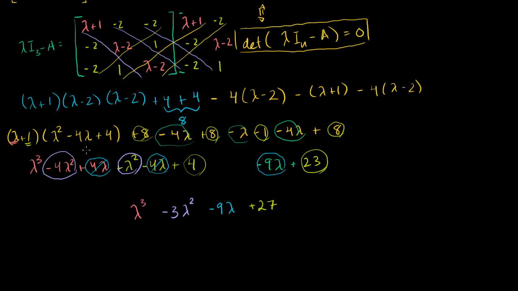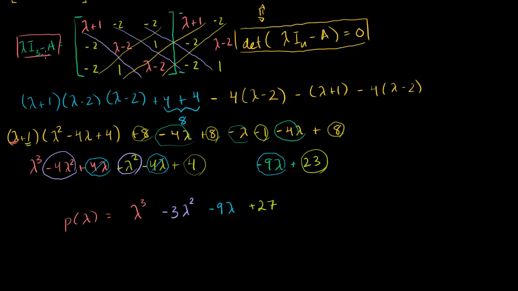So this is the characteristic polynomial for our matrix. This is the characteristic polynomial, and this represents the determinant of this matrix for any lambda.